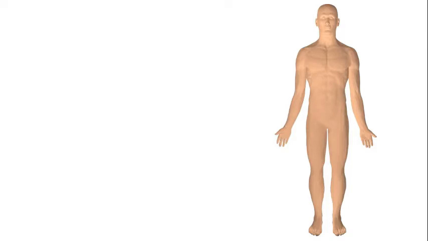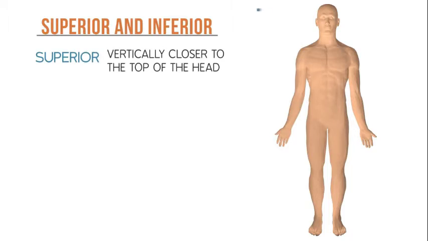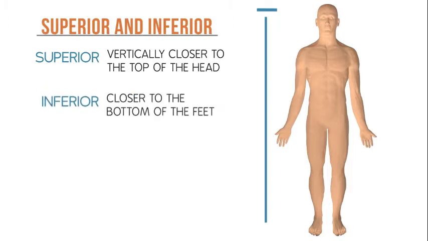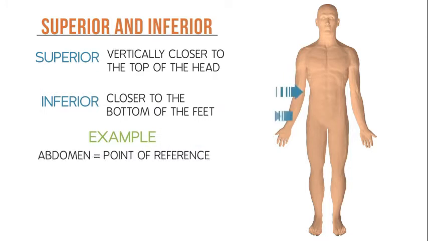When we need to describe the location of a body part as being above or below another body part, we use the terms superior and inferior. Superior is vertically closer to the top of the head and inferior is closer to the bottom of the feet. Example, abdomen. Point of reference: superior to the pelvis, inferior to the chest.